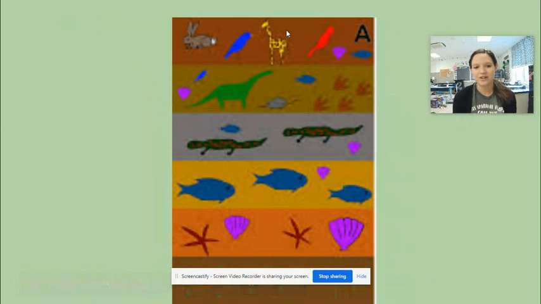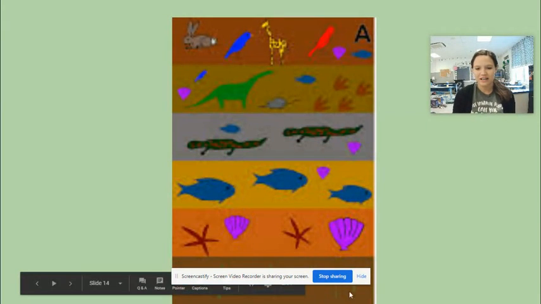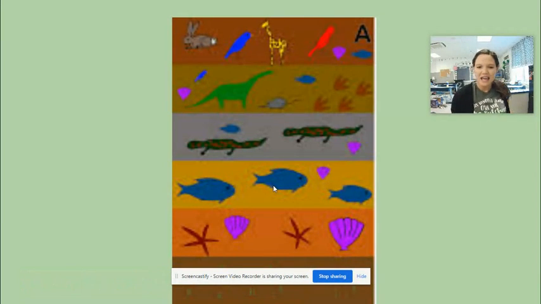Here's just another picture of kind of how our fossil record works. We have itty bitty organisms, maybe some shells. Thousands, millions of years later, we have some fish come into play. And then, oh, look, we still have some shells and we still have some fish. And now we have some lizards, some reptiles.